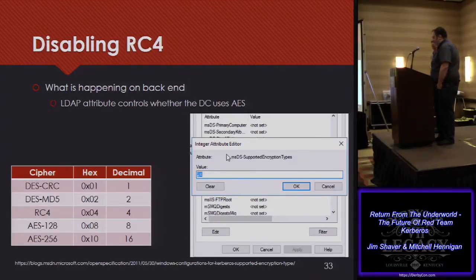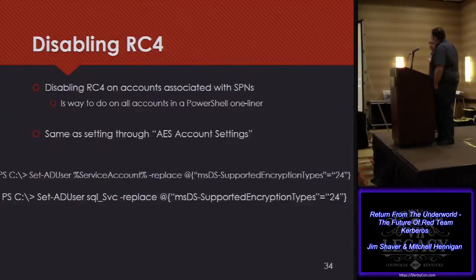Okay, well that's interesting. I don't really want to sit there with an LDAP editor all day. How do I do this in a way that's way better? And the way you do it is, of course, with PowerShell. Use the built-in AD cmdlets, Set-ADUser, the name of the service account that you want to update, and then you replace the LDAP attribute with the value 24. Okay. There is a way to do this on every account across your domain. We are not putting that on the slide because we would like you to test this a little bit more, so we didn't put that on the slide.